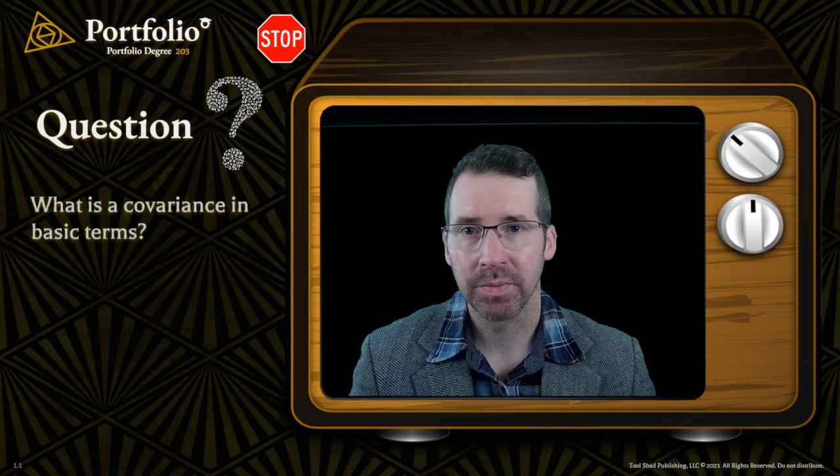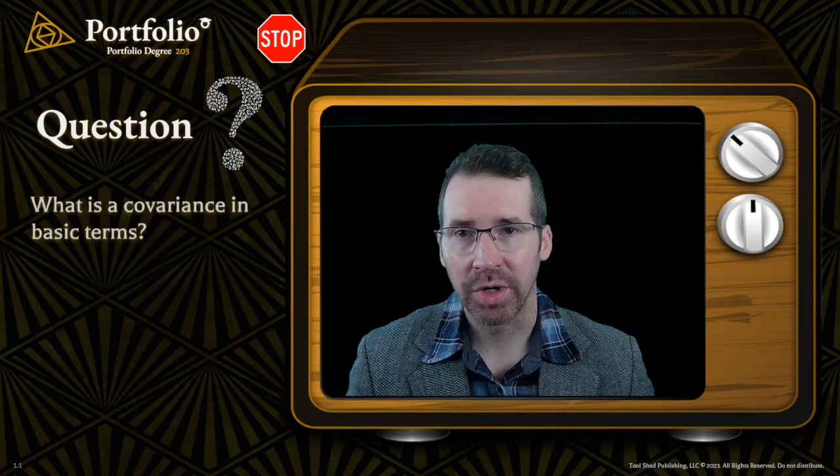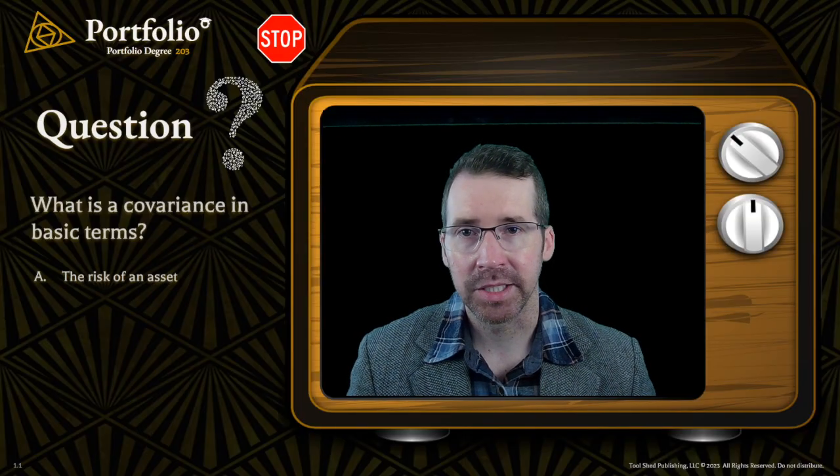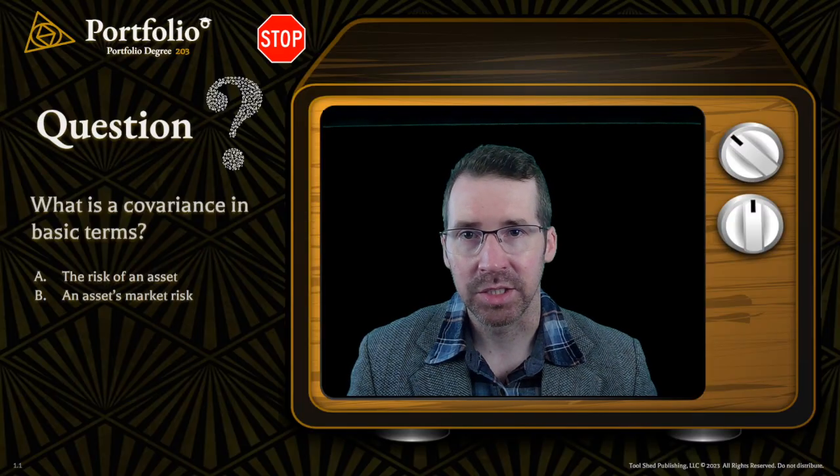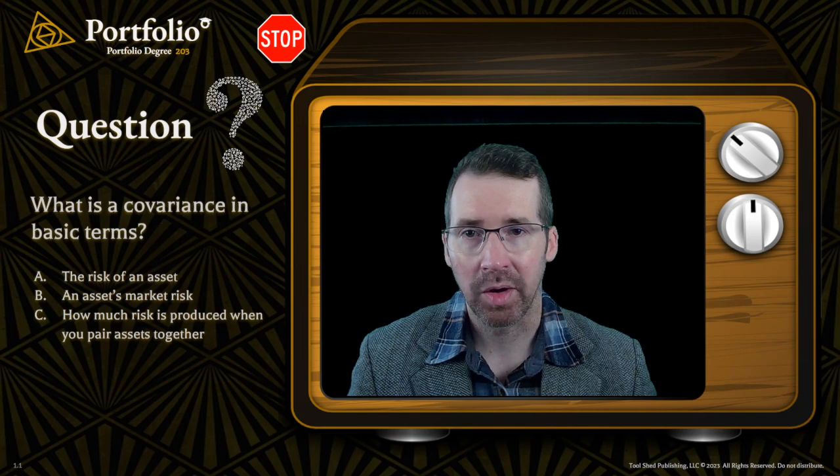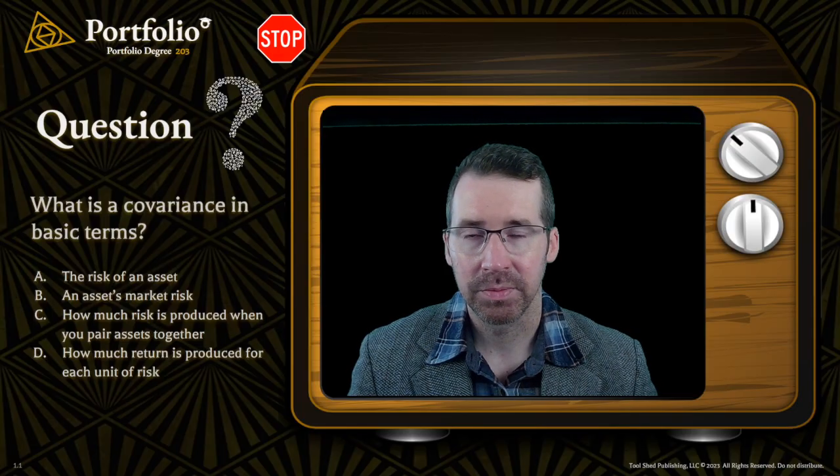Taking a moment for another question. This topic we've talked about a few times, but it's worth reinforcing again. What is a covariance in basic terms? Is it A, the risk of an asset, B, an asset's market risk, C, how much risk is produced when you pair assets together, or D, how much return is produced for each unit of risk?